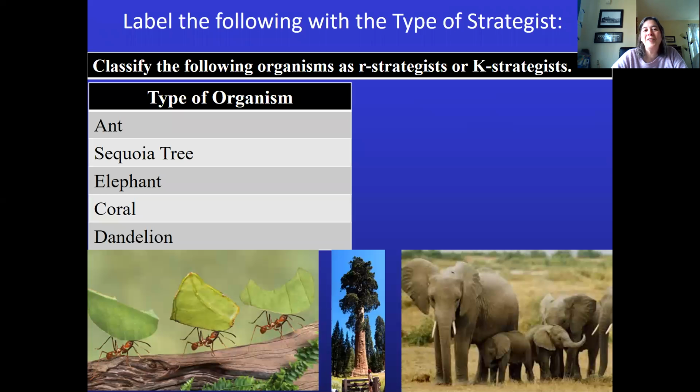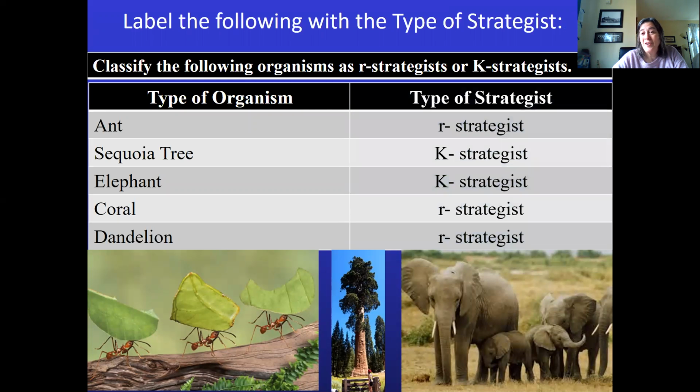Okay, so as far as categorizing then, think about these and whether or not they're r strategists or K strategists. The ant, definitely r strategist. Sequoia trees, they don't reproduce very quickly, so they're K strategists. Elephant, high parental care, not that many offspring, K strategist. Coral, r strategist. Dandelions, definitely r strategists.